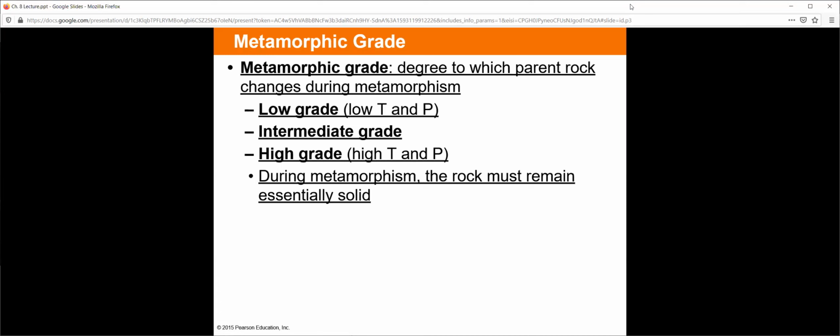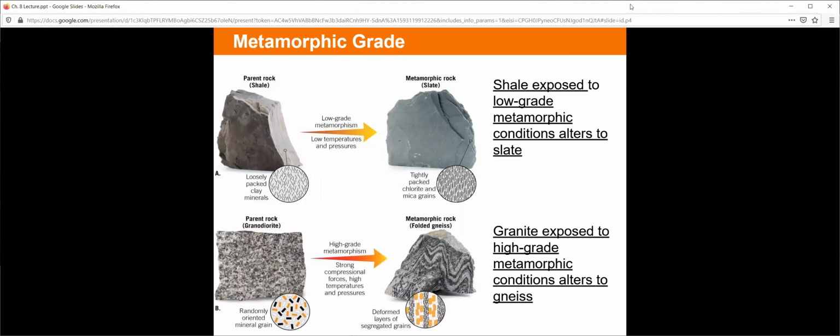The way we describe metamorphic rocks is with a grade, or a degree to which the parent rock has changed. You could have a low-grade metamorphic rock, which has low amounts of temperature and pressure involved, high-grade metamorphic rocks, which have a high amount of temperature and pressure involved, or an intermediate grade, which would be between the two. A key point here is that the rocks never melt. You never get temperature and pressure to such a degree that the rocks melt, because then you have igneous rocks.